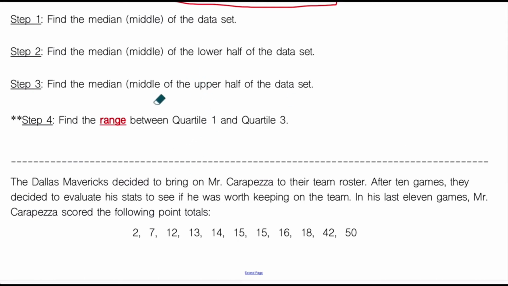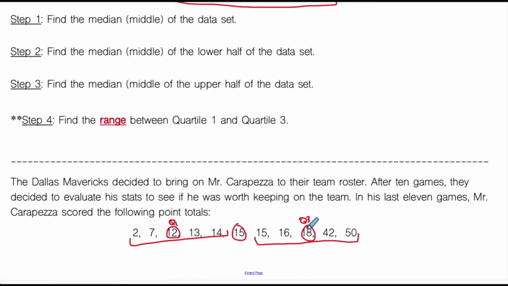So to find the IQR, do exactly what we did before. The middle of the data was this 15, and that gave us a lower half of data and an upper half of data. And then we're going to cut those halves in half. So 18 was the midpoint of the upper half, and 12 was the midpoint of the lower half of data. So this is called Q1, and this is called Q3.